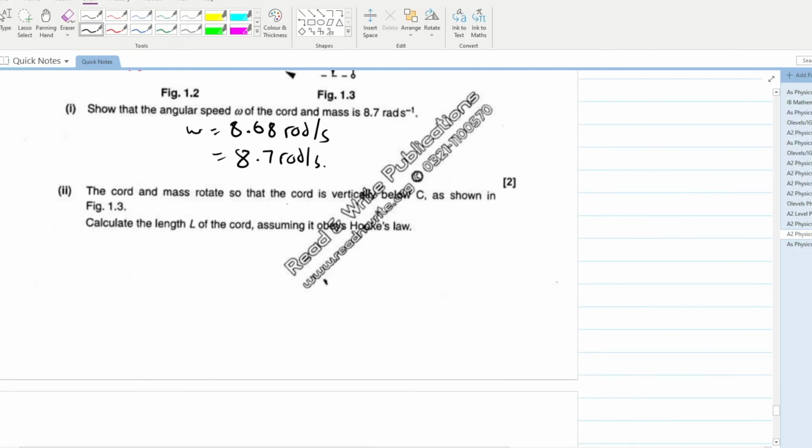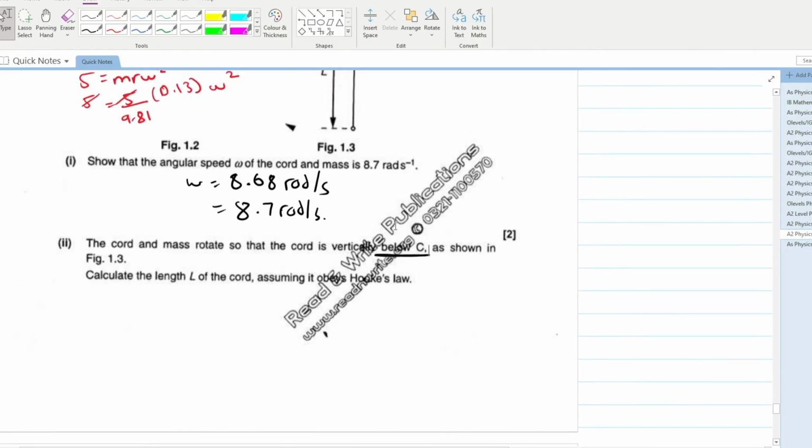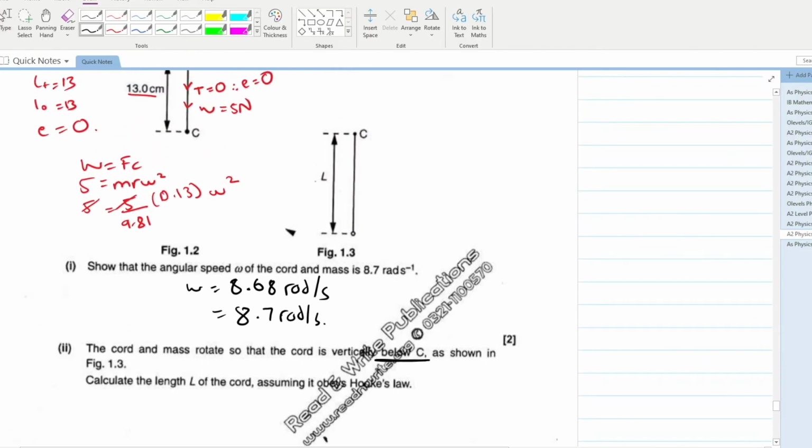The cord and mass rotate so that the cord is vertical below C as shown in figure 1.3. Show that the length L of the cord, assuming it obeys Hooke's law. हमें ये length L निकालनी. बेटा at this point weight का act कर रहा है downward. At this point centripetal force का act कर रही है away. चलो centripetal force को भी यहाँ पे ही mark कर देते हैं. Something like this, centripetal force. और tension कहाँ है? Away from the object.